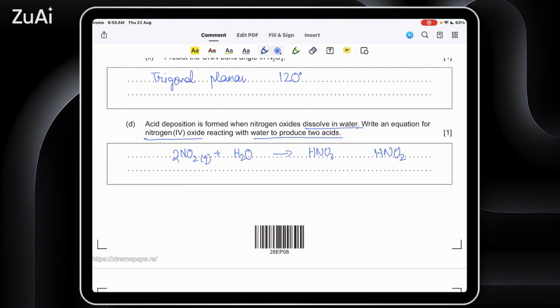These are gas. Water is liquid. These are acids. These are aqueous.